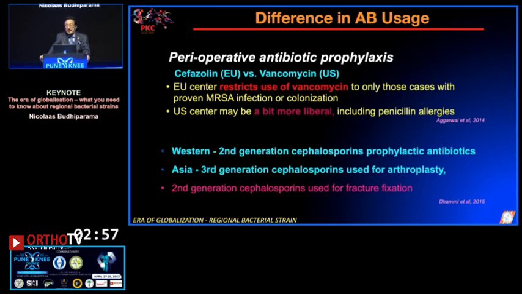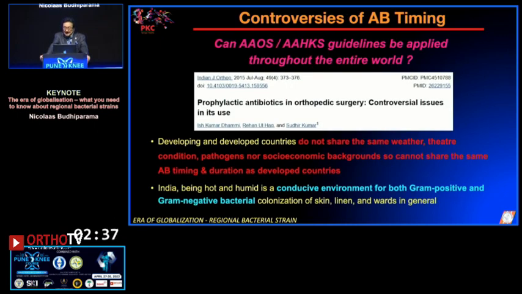And besides that, on antibiotic usage, vancomycin is still used in the United States, while in Europe the use of vancomycin is restricted. And in Western countries, second-generation cephalosporin is the prophylactic antibiotic, while in Asia, mostly they use third-generation cephalosporin. So the question now: can the AAOS and HKS guidelines be applied throughout the entire world? This publication from India shows that developed and developing countries do not share the same weather, theater conditions, pathogens, nor socio-economic background, so they cannot share the same antibiotic timing and duration as the developed countries.